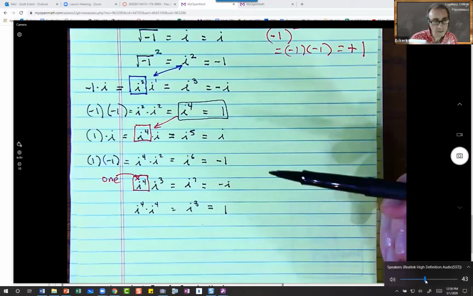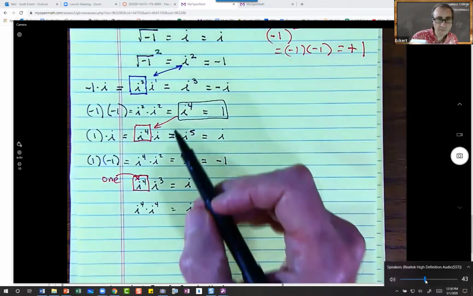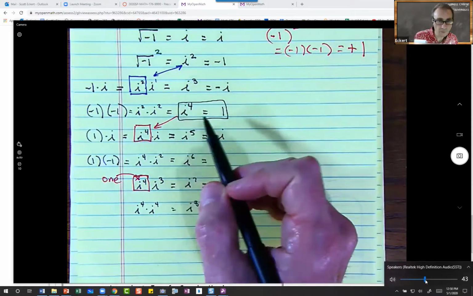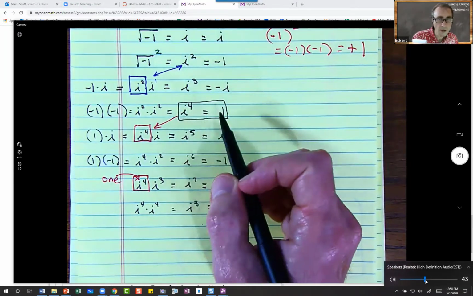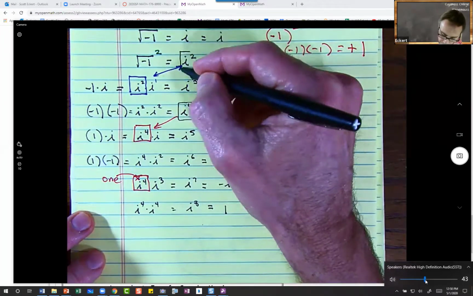Now, there's two ways to do these problems. One is to think about it in terms of 4th power. Another one is to think about it in terms of 2nd power.